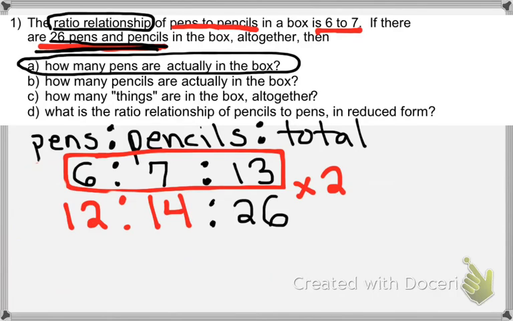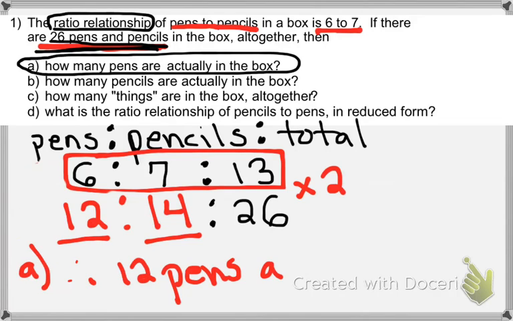So if we know the relationship holds and we know the total is 26, then that means if the total is 26, then 12 of them are pens and 14 of them are pencils. So the answer to A, how many pens are actually in the box? Therefore, 12 pens are in the box. Not enough room to write a complete, proper grammatical sentence.